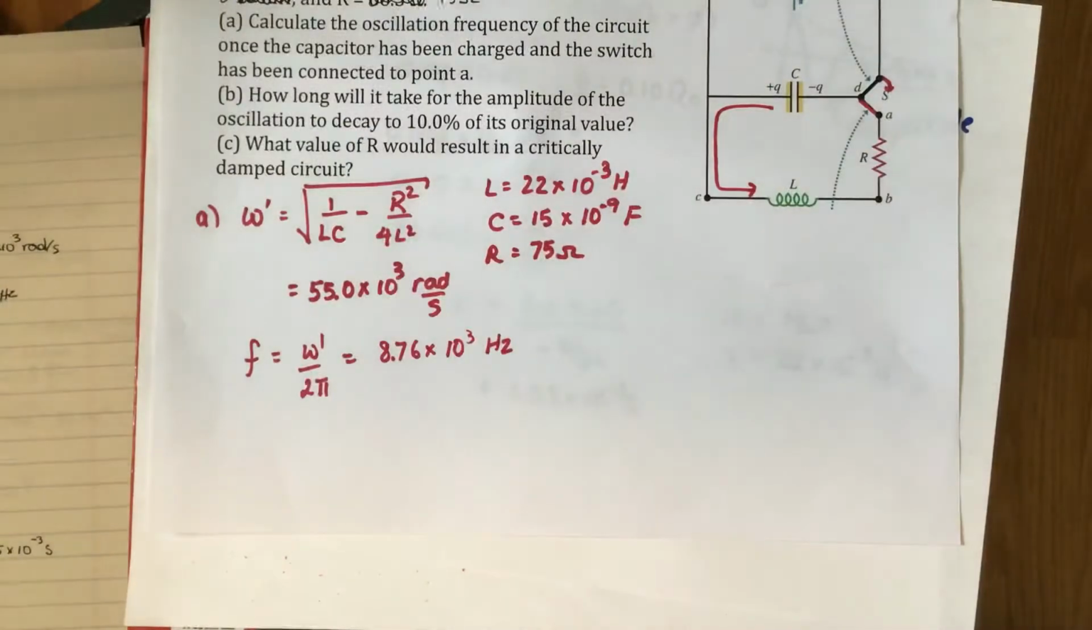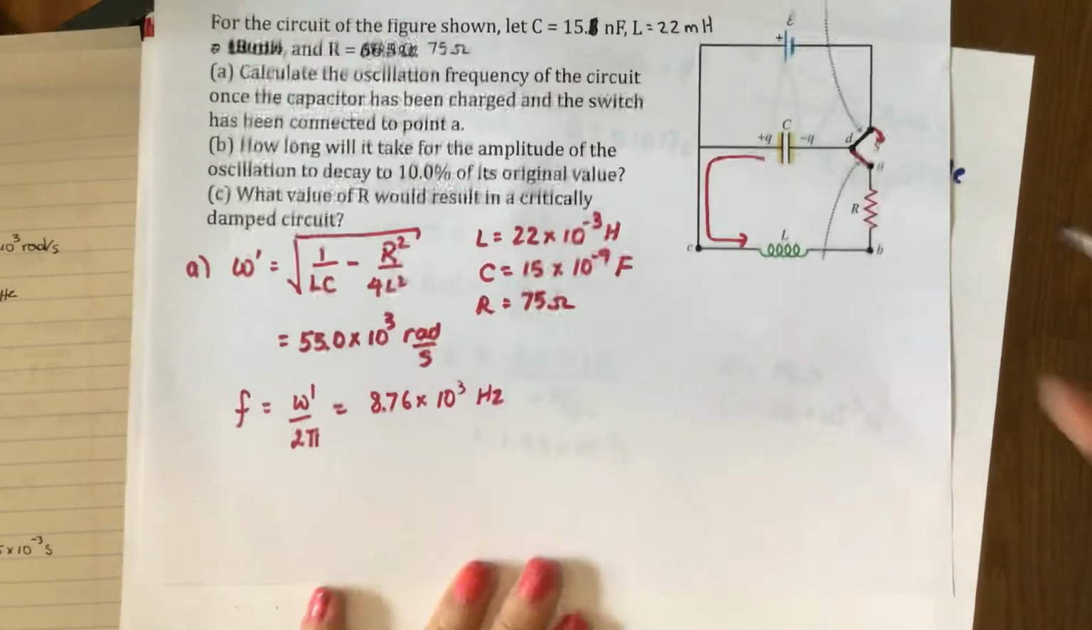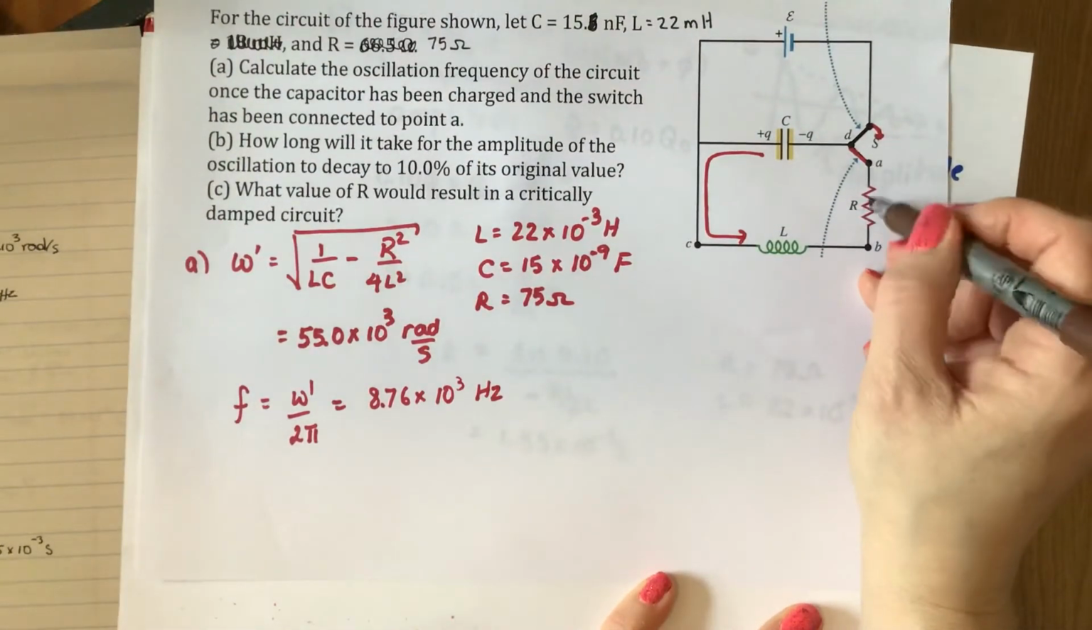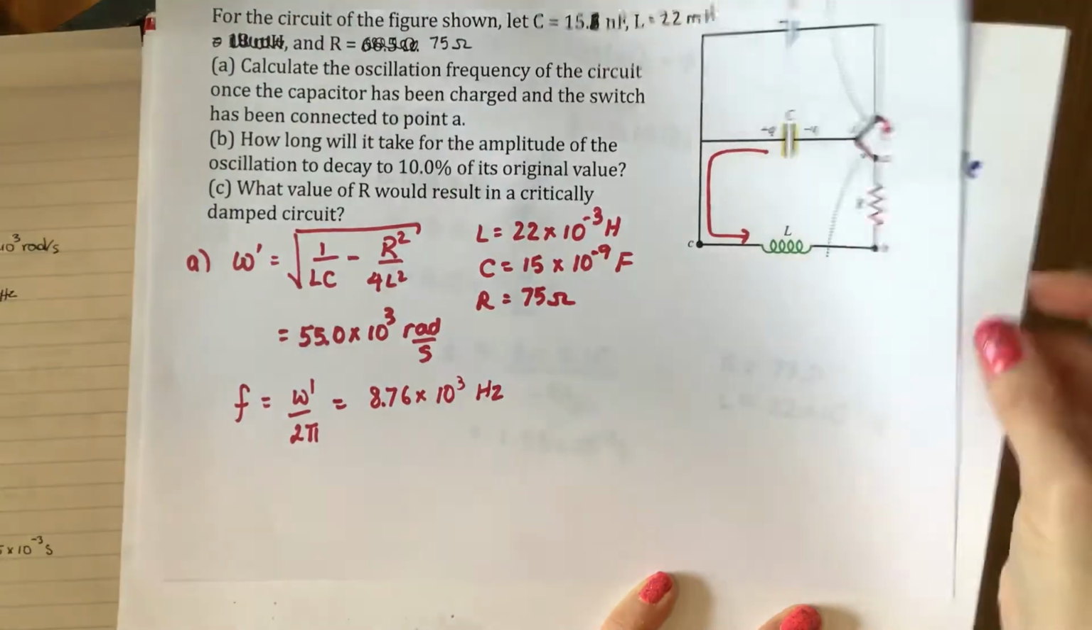The last part of the question is what value of resistance would we have to stick in there? So we'll take out our 75 ohm resistor and we'll put in a new resistance. What would we have to put in to get a critically damped circuit? Let's remember what critically damped means.